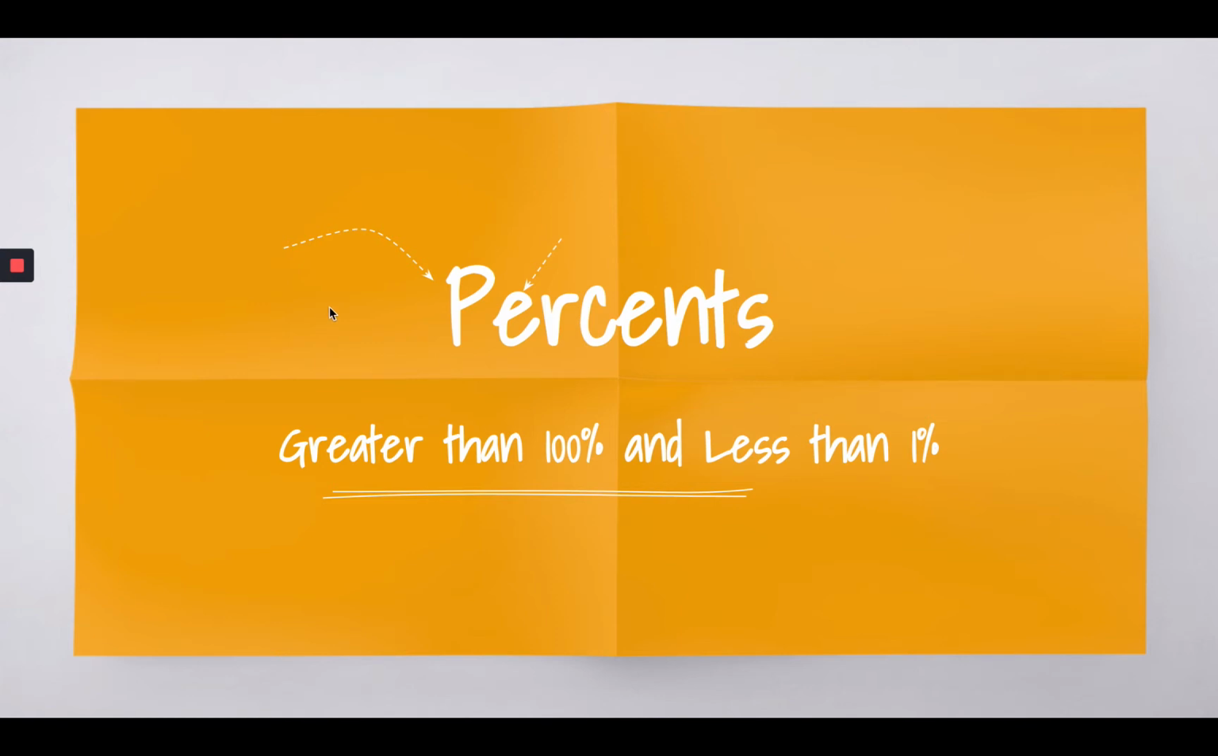Today's lesson is on percents and decimals when it's greater than 100% and less than 1%. So we're converting decimals and percents, which you've actually done before, but now we're doing it with numbers that are bigger than 100% and less than 1. So let's just jump on in.